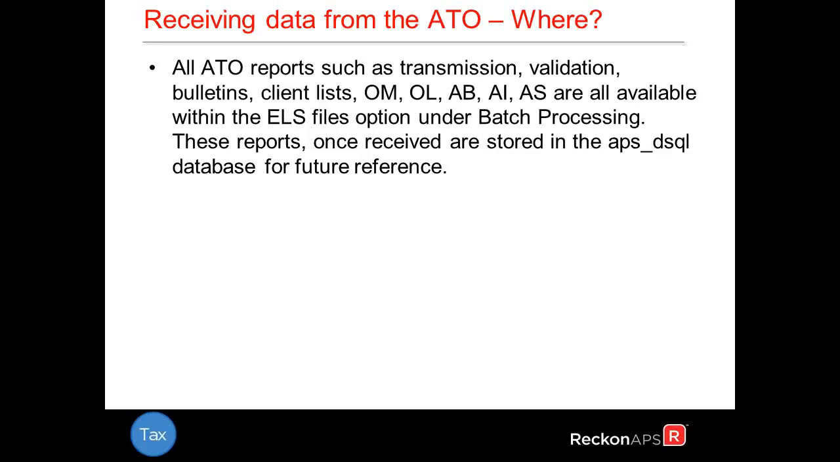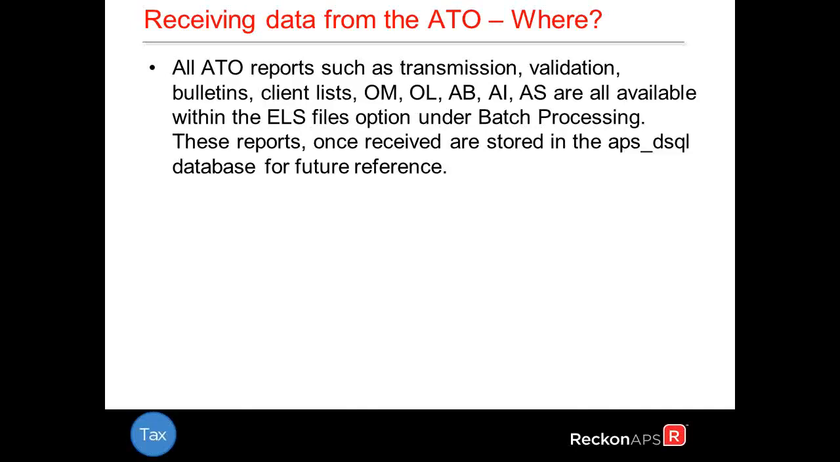Now, receiving data from the ATO, where do I find the reports that I'm receiving back from the ATO? So all ATO reports such as transmission, validation, any bulletins, so bulletins would cover things like outages or issues that the ATO are currently experiencing, client lists, the OM, OL, AB, AI, and AS reports are all available within the ELS files option under batch processing. Okay. These reports, once received, are stored in the APS_DSQL database for future reference. So once the data is received, we do store it in the database so that you can then run those reports at any point in time.